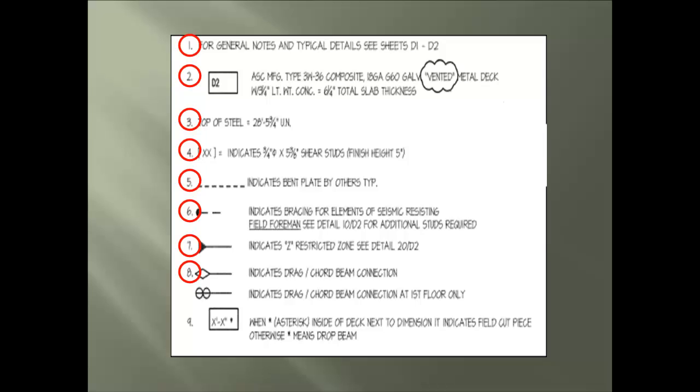Number 8 indicates a symbol for the drag cord beam connection. And number 9 indicates that when an asterisk symbol is placed by the metal decking bundle dimension, it means the deck needs to be cut in place prior to installation.